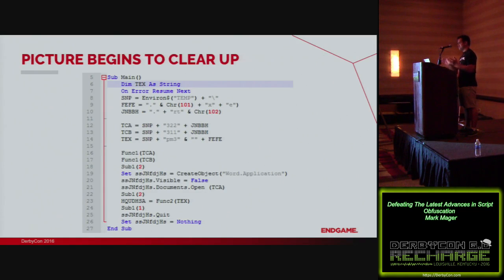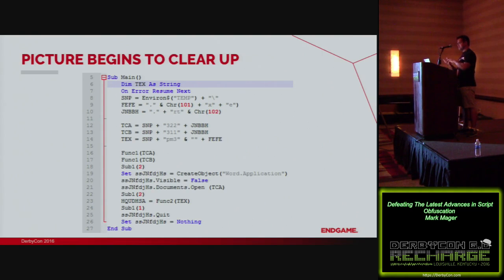And so the picture begins to clear up, right? I added the -1 on line 9 to the ASCII character function, to the value being passed in. So that's character 101 that's being evaluated there.